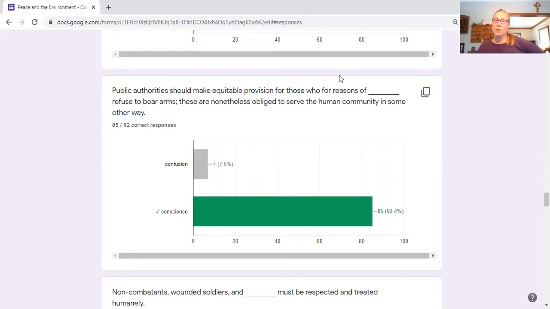Public authorities, though, need to make equitable provision for those who, for reasons of conscience, was the answer there. Some people search their conscience, their hearts, their minds, and they just cannot justify taking up arms against their brothers and sisters. And that's fine, and the Catholic Church says they should be protected and they have a right to do that. But they also have obligations to their nation in other ways.